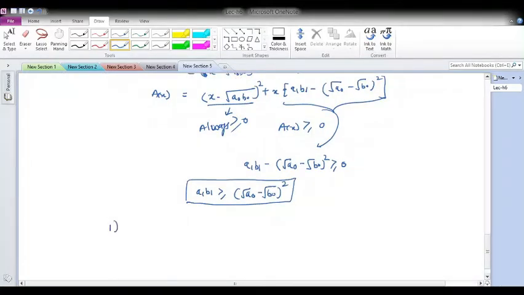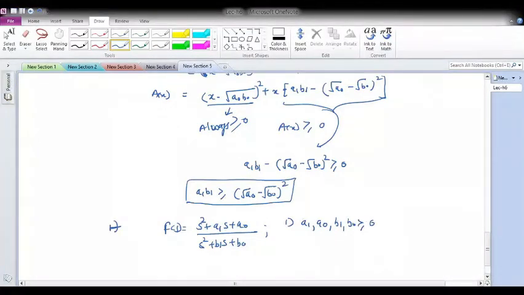So first generalize it, first summarize it. If f of s is quadratic in numerator and quadratic in denominator, then what is to be done? s square plus a1 s plus a0 over s square plus b1 s plus b0. Okay, so what is the first condition? The first condition is that a1, a0, b1, b0 all will be greater than or equal to 0 and real. This is basically non-negative and real. Second is a1 b1 should be greater than or equal to root a naught minus root b naught, its square.